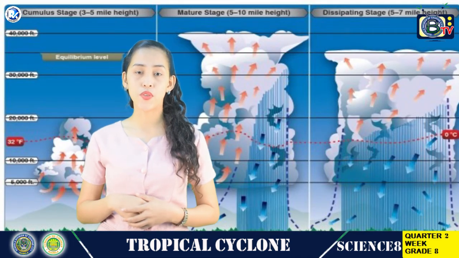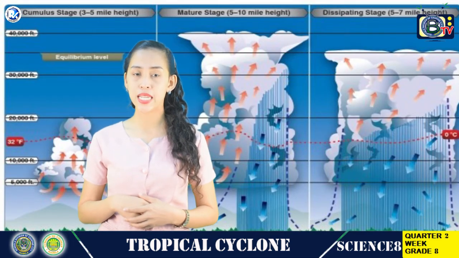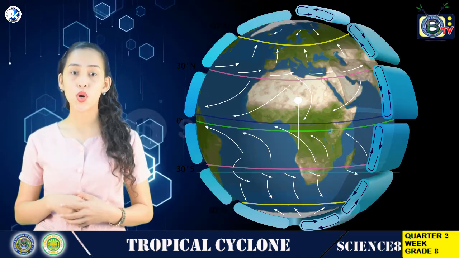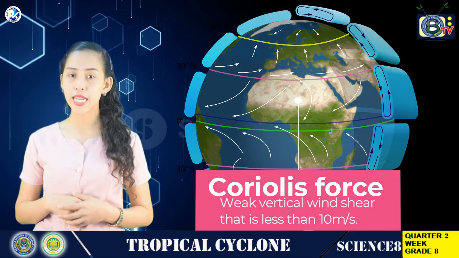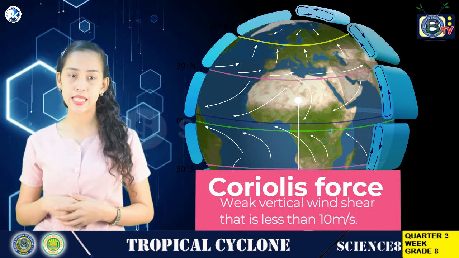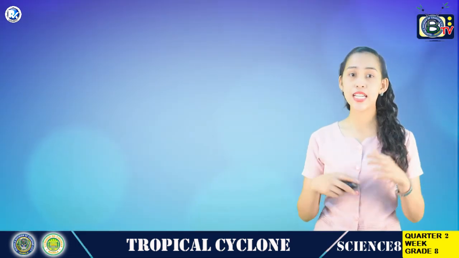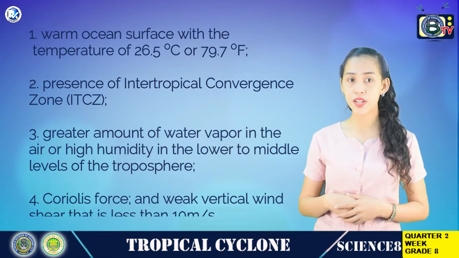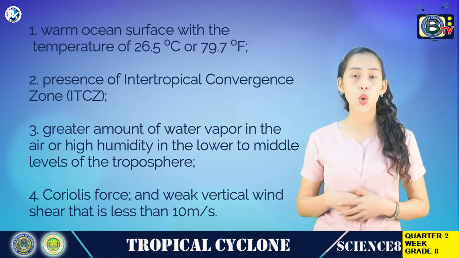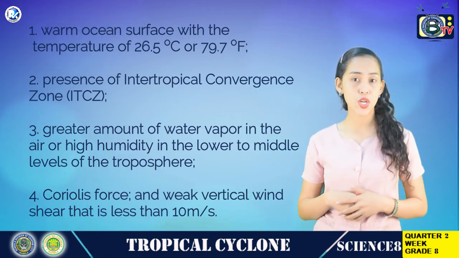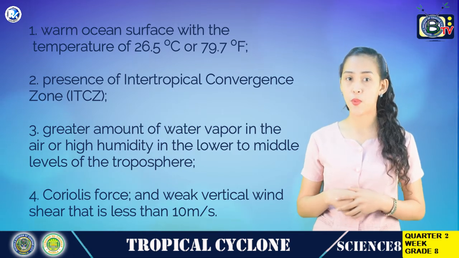Greater amount of water vapor in the air, or high humidity in the lower to middle levels of the troposphere. Coriolis force and weak vertical wind shear that is less than 10 meters per second. However, these conditions do not guarantee that a tropical cyclone will always form, due to some factors that may affect its requirements and weaken its development.